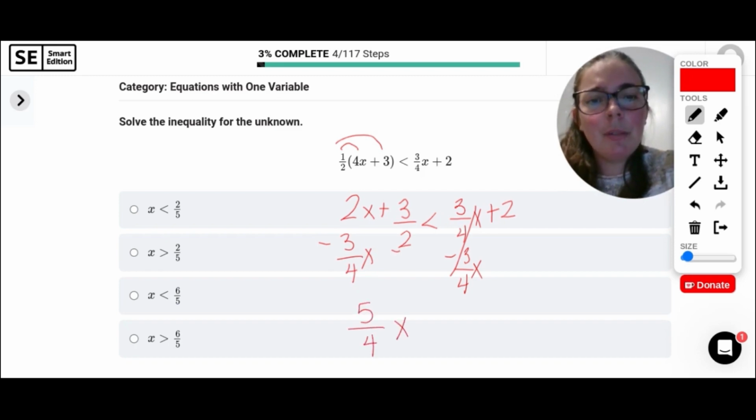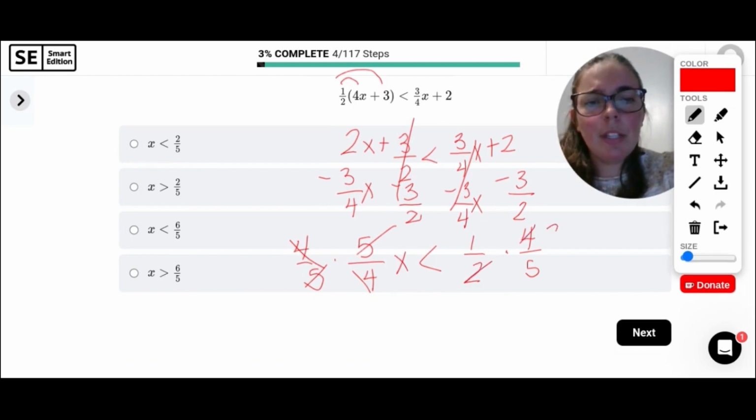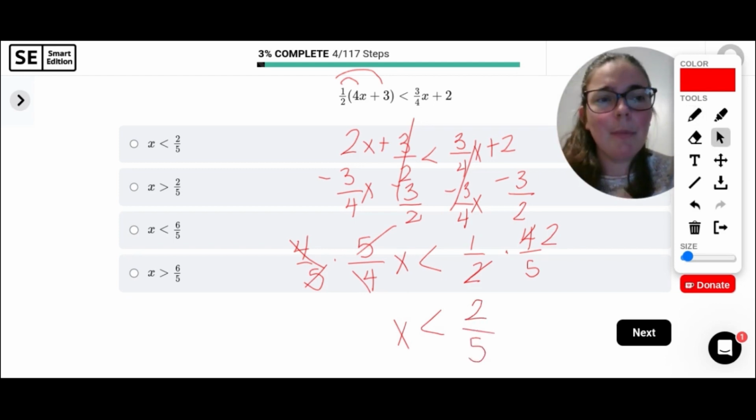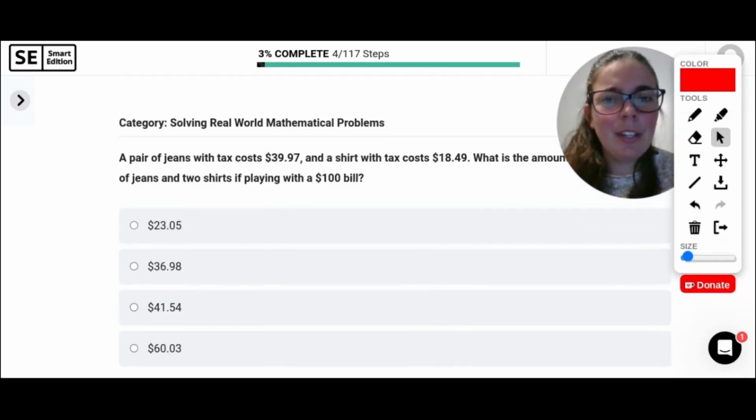And then really what I want to do here too, to get x by itself, is subtract 3/2. So 2 is the same thing as 4/2. So this would be 5/4 x is less than 1/2. And then my last step to get x by itself, I can just multiply by the reciprocal. And when I do that, and simplify a little bit, I should get x is less than 2/5. So I just did a little cross canceling to simplify before I multiply, but you could also just multiply at the end.